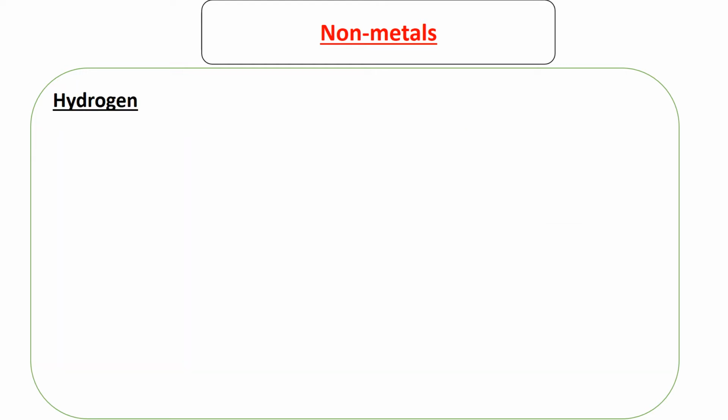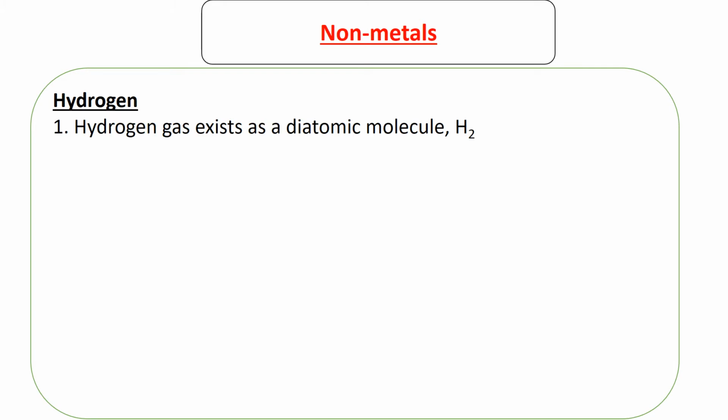Next, we move to hydrogen. These are just facts about hydrogen. Hydrogen gas exists as a diatomic molecule, H2. There's nothing like hydrogen being H. Hydrogen gas is always a diatomic molecule. Diatomic means it is made of two atoms, two hydrogen atoms. So always, hydrogen gas is a diatomic molecule.